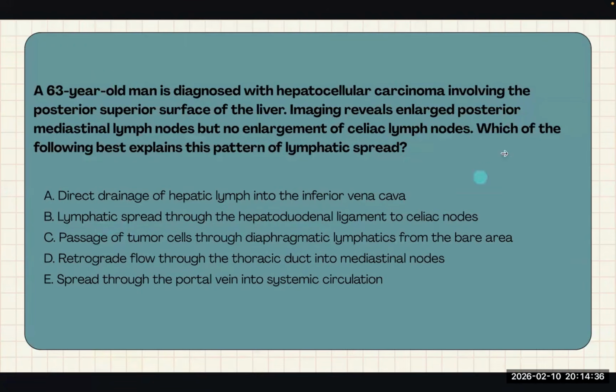It is C. Okay, so you have enlarged posterior mediastinum lymph nodes, which tells me that there's something wrong with the diaphragm, right? The way the diaphragm passes the lymphatics through the diaphragm, but there is no enlargement of the celiac lymph nodes. Okay.